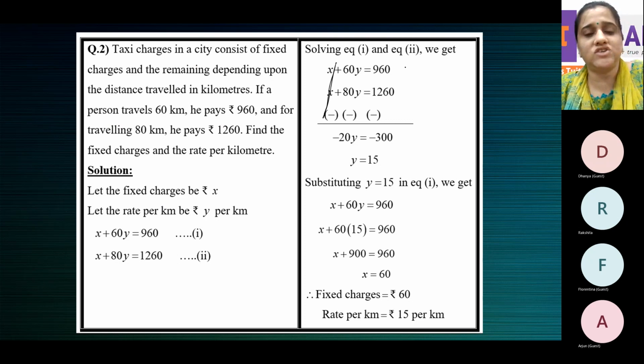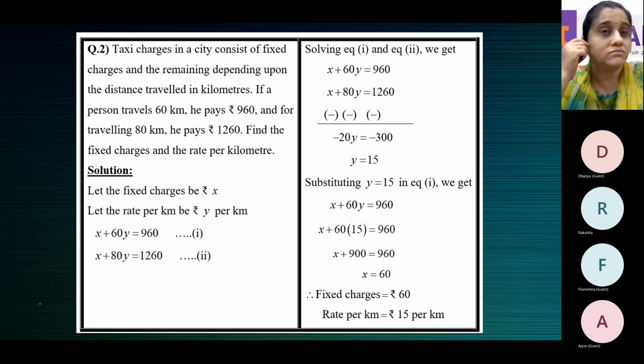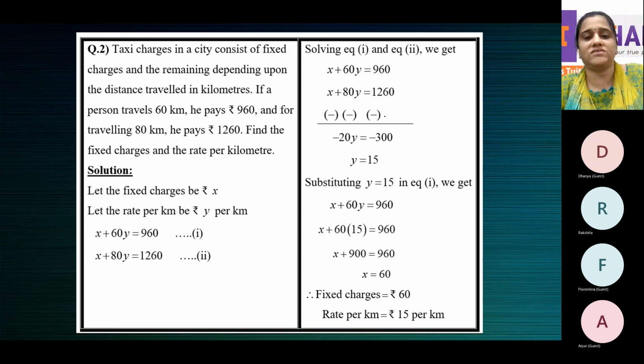And where will you write the change signs? X plus 60y is equal to 960, and then x plus 80y is equal to 1260. You can write it here like this, minus below here, minus, minus, and minus. You don't have to leave so much space. While typing, I have to do it like this, right? And you need to cancel out x and minus x. Slash it, children. X and minus x get cancelled. Just slash it out.